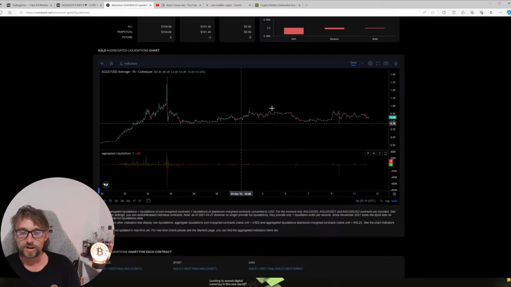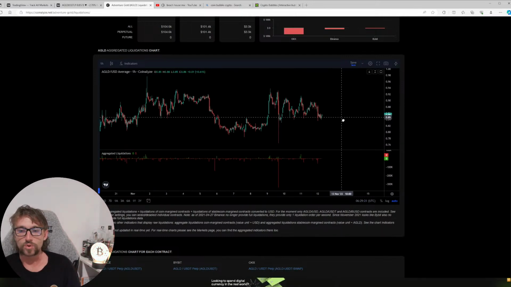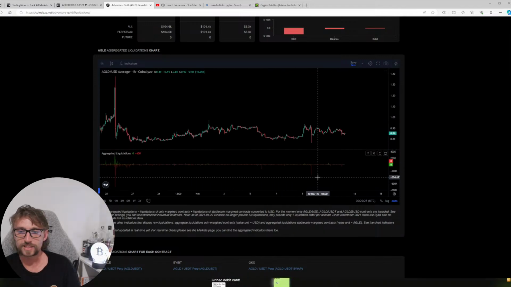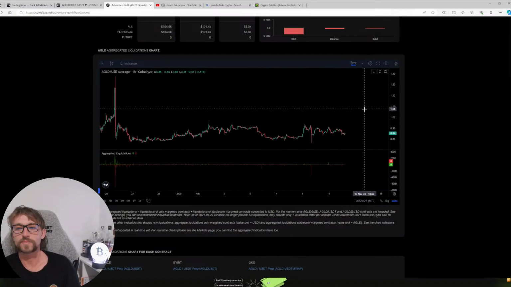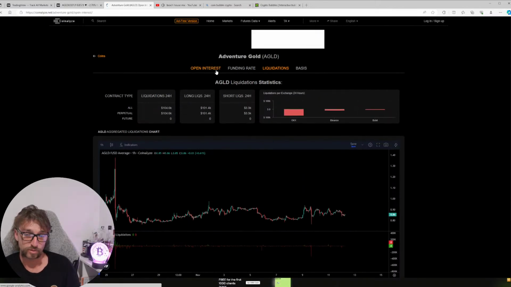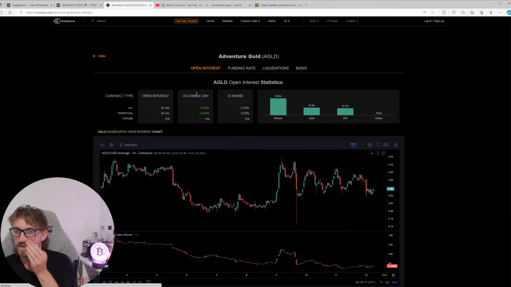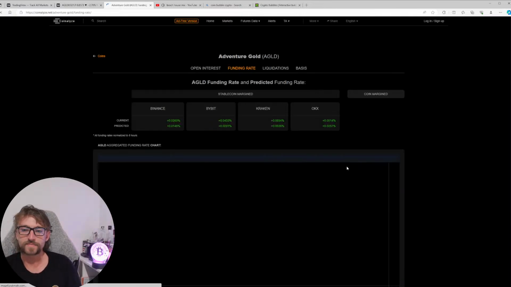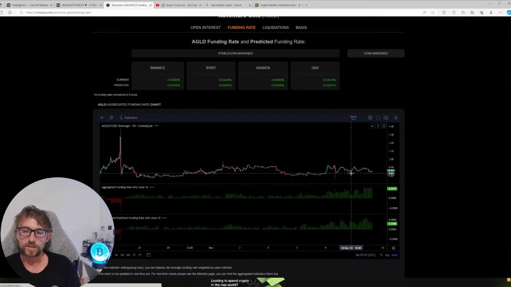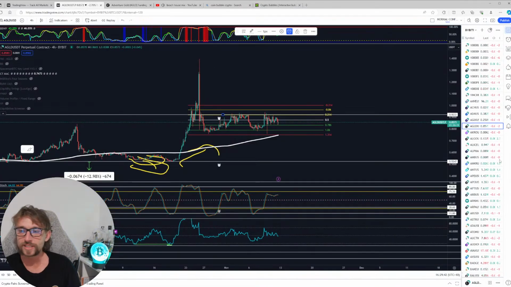Minus 700 grand on some random adventure gold. So again, that's what we're looking for. We're looking for people to lose money. People recently have just lost money on this side. We want to see people losing money on the other side of the bet. And also open interest is low, which is pretty bullish, really. Funding rates overly green. So it's not an easy trade.